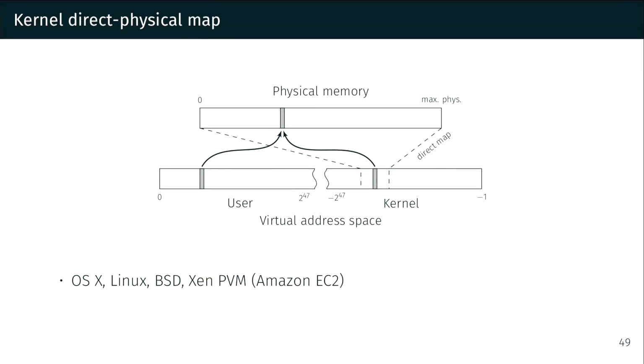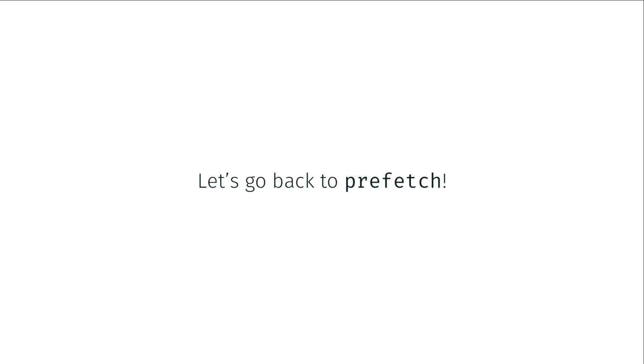In addition, there's also the kernel direct physical map. And what does this mean? It's implemented on many operating systems like OS X, Linux, also on the Xen Hypervisor and BSD, but not on Windows. But what it means is that the complete physical memory is mapped in additionally in the kernel memory at a fixed offset. So for every page that is mapped in the user space, there's something like a twin page in the kernel memory, which you can't access because it's in the kernel memory.